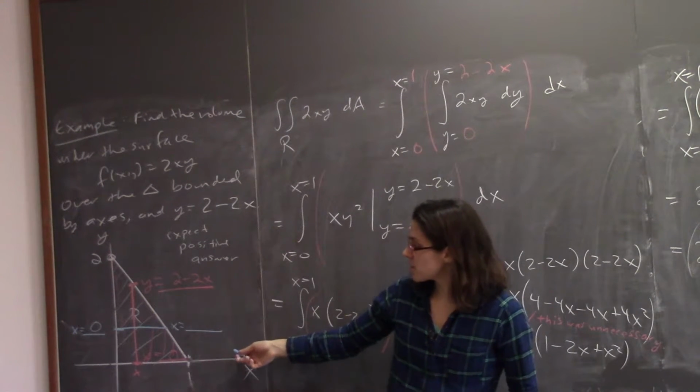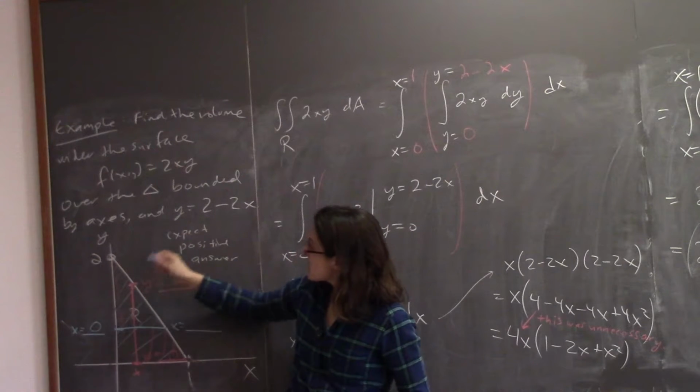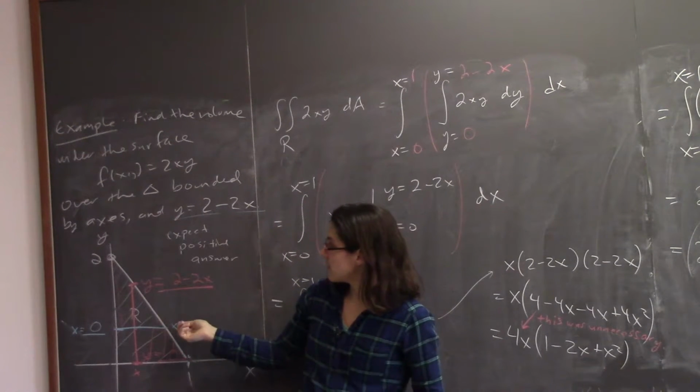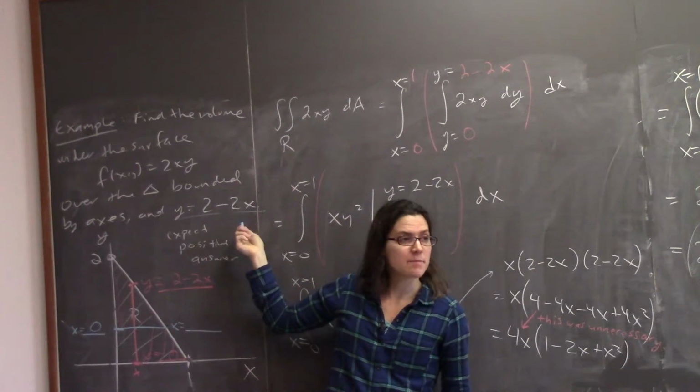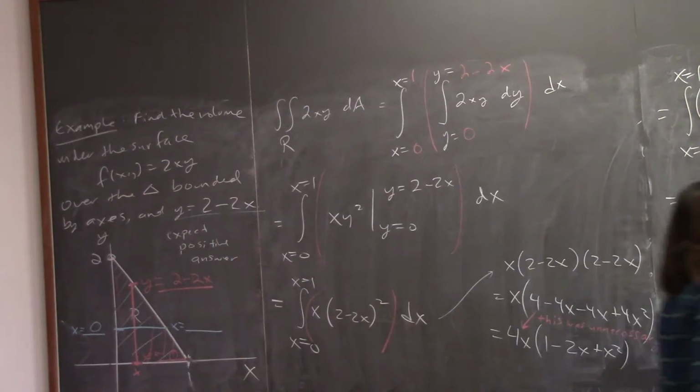Yeah, just solve for x in terms of y. So we're on this line. This is the line y equals 2 minus 2x. That was y in terms of x, but we need x in terms of y. So let's solve.